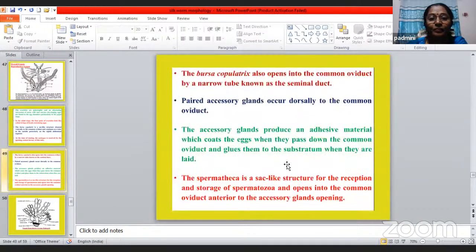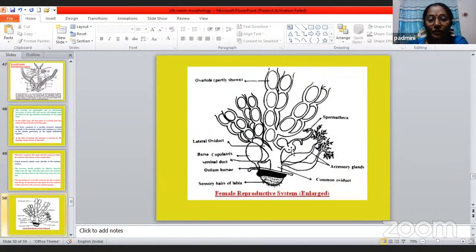So this is the better picture of the female reproductive system, if you can see. These are the ovarioles. You can see the eggs that are formed inside these ovarioles. That's the ovary. And then they have the spermatheca. This is the spermatheca where the sperms are lodged. That is, once the sperms are lodged inside the female reproductive organs, they are lodged in the spermatheca. And from there, they are released onto the egg for fertilization.